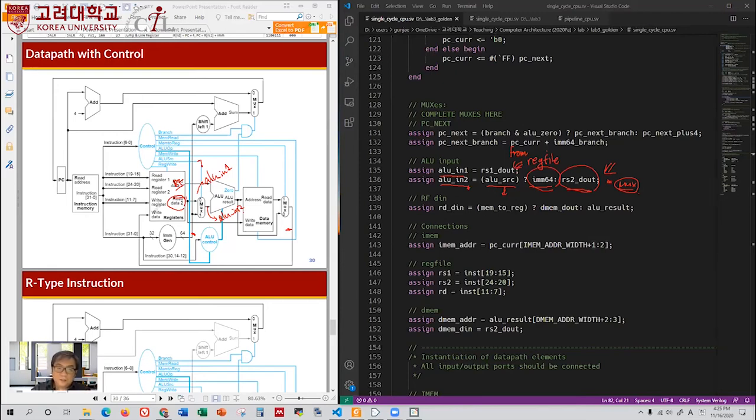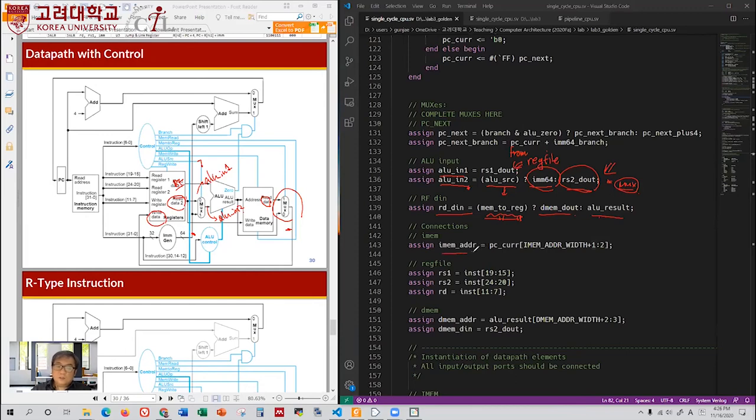So we don't need to instantiate the mux design. Finally, this mux is implemented here. You can find the selection signal here, and this mux receives two inputs: the read data from data memory and the ALU result. Based on this control signal, this write data becomes either the DMEM DOut or the ALU result.